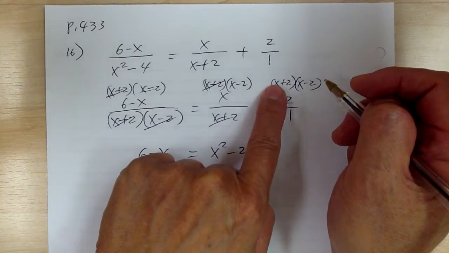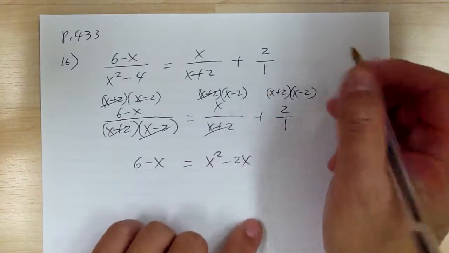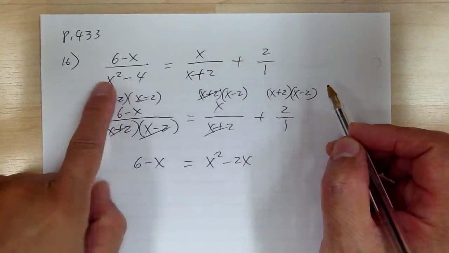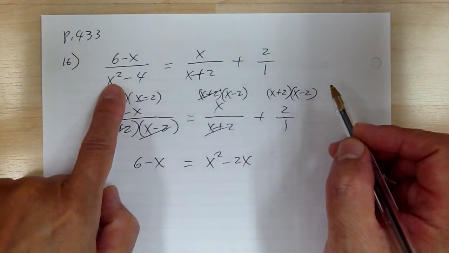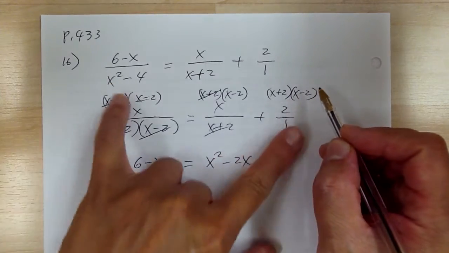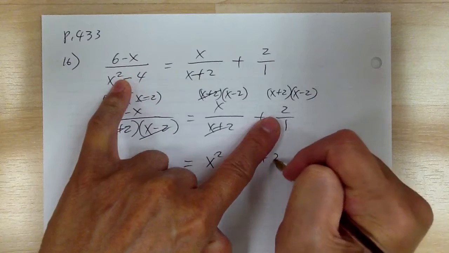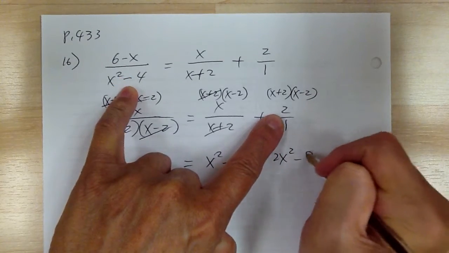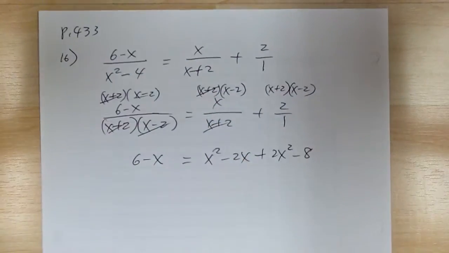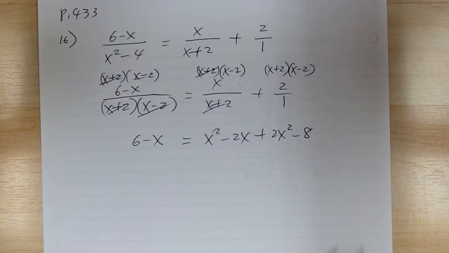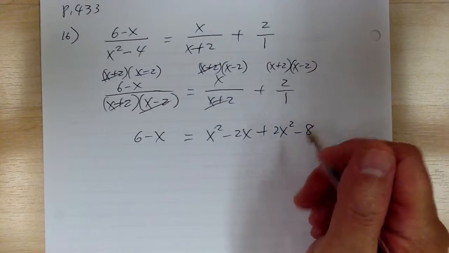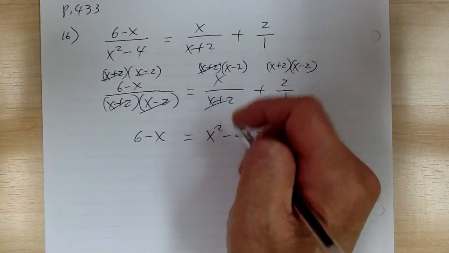But instead of multiplying this first, it's going to be kind of messy. So you have to remember where this came from. This came from this, right? This times that is this. So all you have to do is just multiply this together. So you're going to get plus 2x squared minus 8. Right? Just multiply. Then after that, let's simplify a little bit.